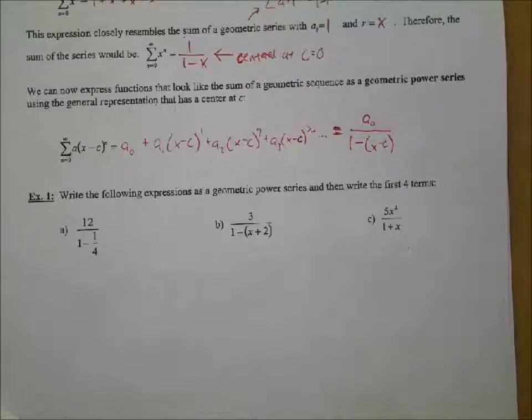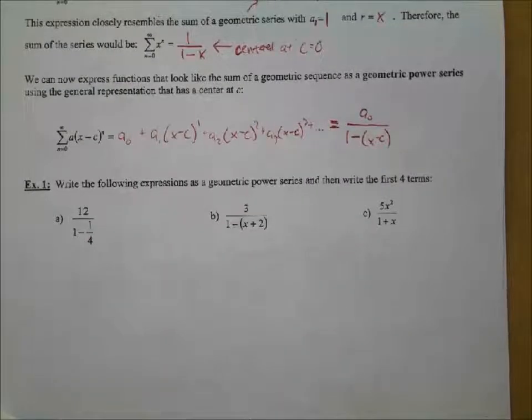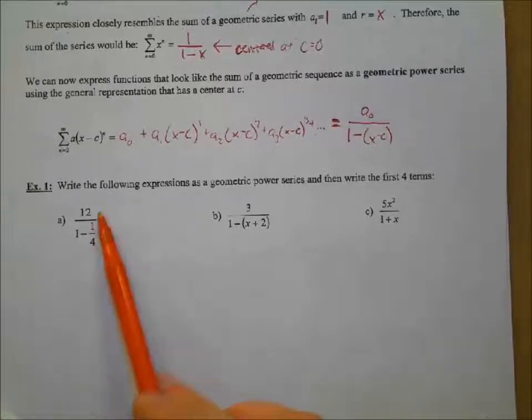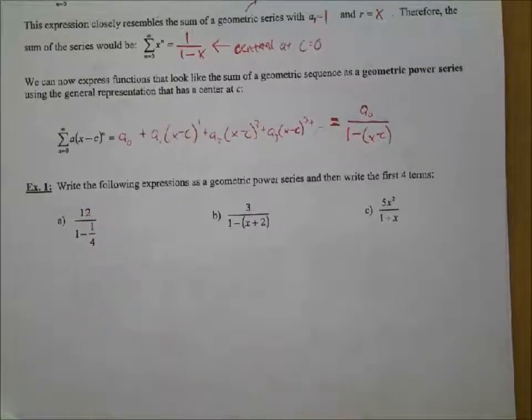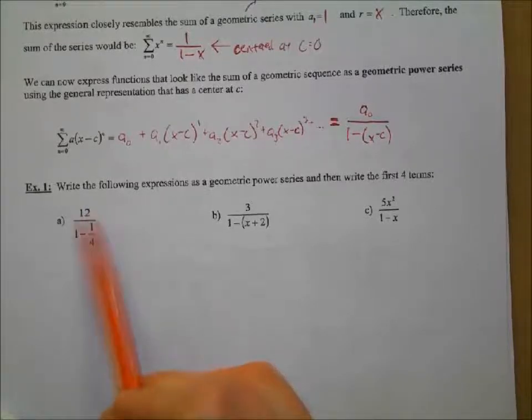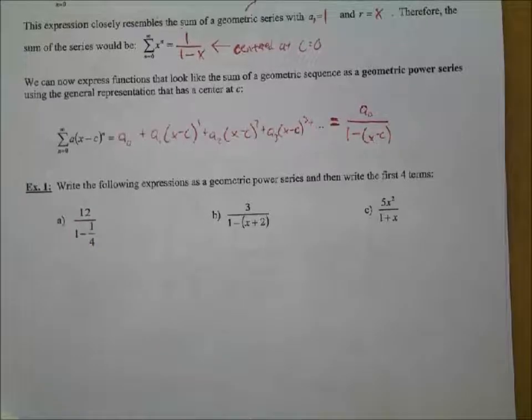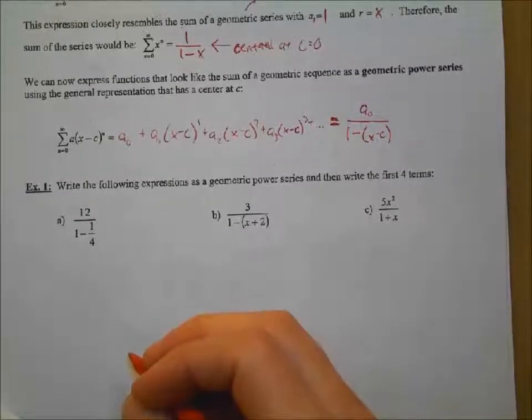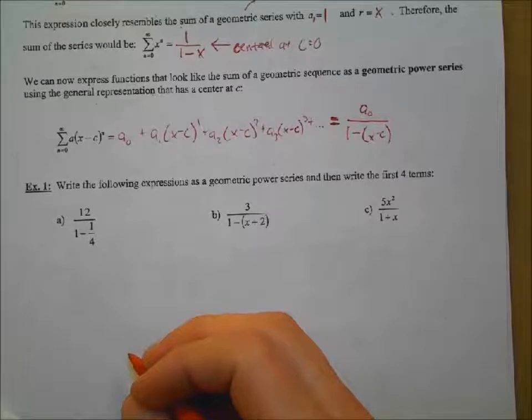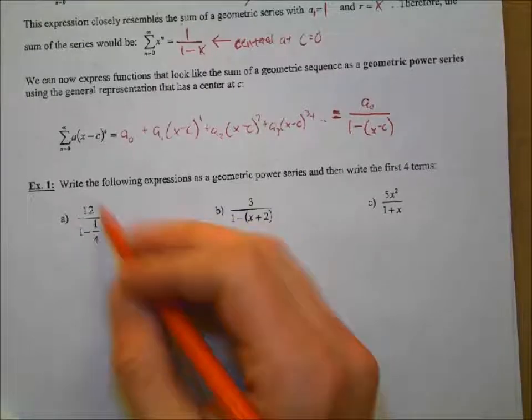So here we're given functions, right? And we want to rewrite them as a power series. So we want to make sure we match the form that we need. Let's look at this very first example. This is in the form of a geometric series, right? We have a number divided by 1 minus something, so we're going to pull out the important information here. For a geometric series, we need to know what our first term is. So what is our first term going to be here, according to the formula?